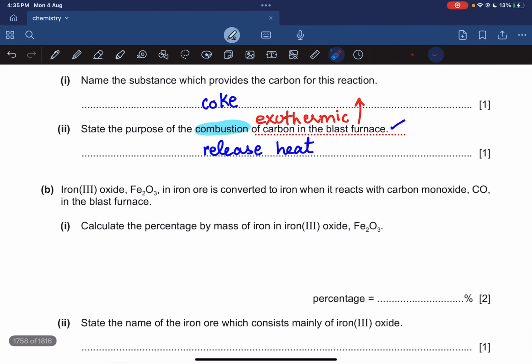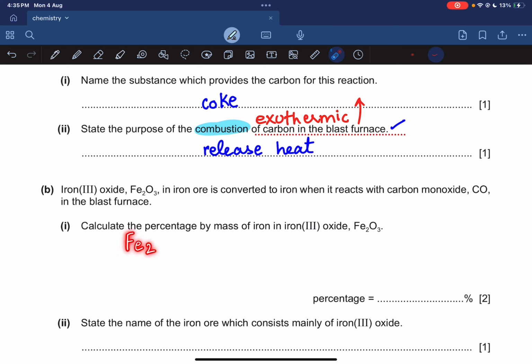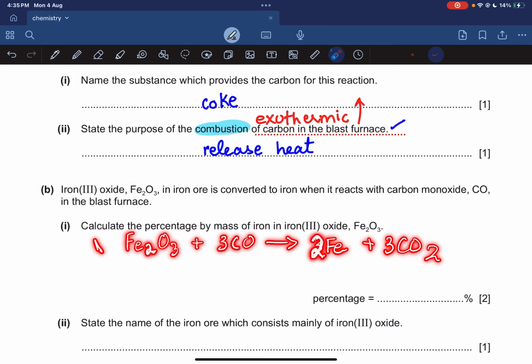Next, iron(III) oxide in iron ore is converted to iron when it reacts with carbon monoxide. That was exactly what I was telling you about this reaction. Let me write it for you. Fe2O3 reacts with 3 moles of carbon monoxide to form, sorry, 2 Fe, because I was just thinking that it's not balanced. 2 Fe and 3 carbon dioxide. Now it's a fully balanced equation.